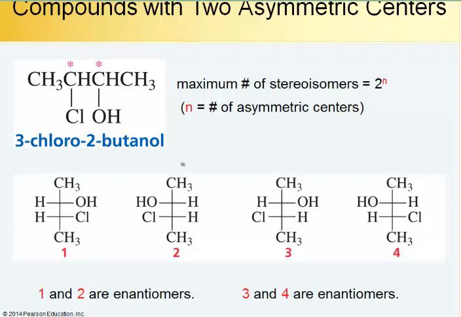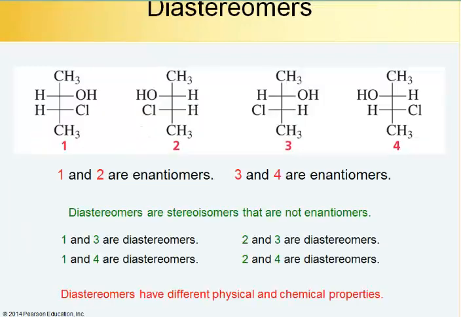stereoisomers. Now, 1 and 2 will be enantiomers, and 3 and 4 will be enantiomers. But what is the relationship then between, say, 2 and 3, or 1 and 4?